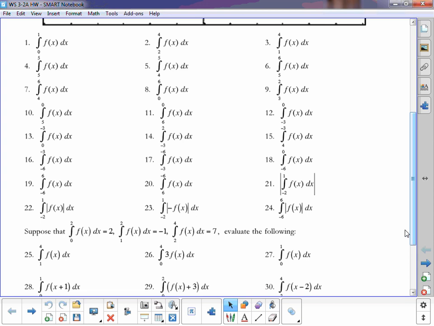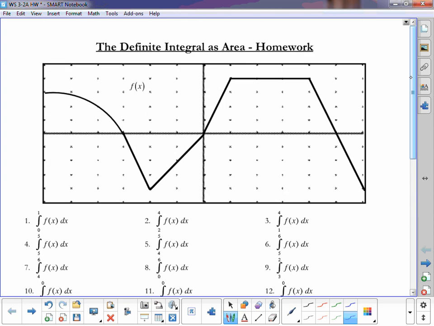These are really good AP style questions. You've got to be very careful about where your absolute value falls. 21, you have to first integrate. So find that total area under the curve, considering both positives and negatives. Remember, positive is above the x-axis, negative is below. Then once you have added all those areas together, then you take the absolute value of it. So for example, it says from negative 2 to 1. So I would go ahead and find these areas.